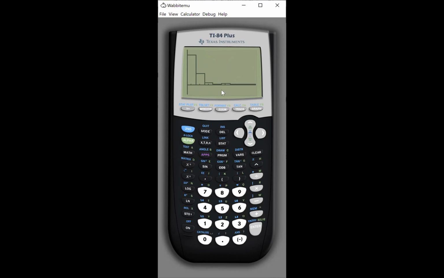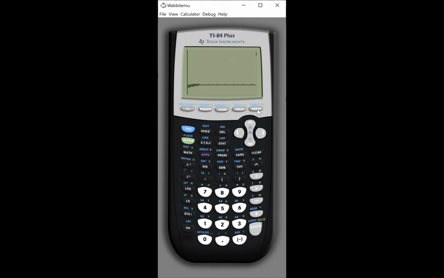So now I'm going to do a normal probability plot for this one, because the histogram is telling me it's skewed right, so the normality plot should also tell me the same thing. We're going to go second, Y equals, plot on. Instead of choosing the histogram, we're going to choose the very last one. Everything looks right for me. So now I'm going to go to graph.